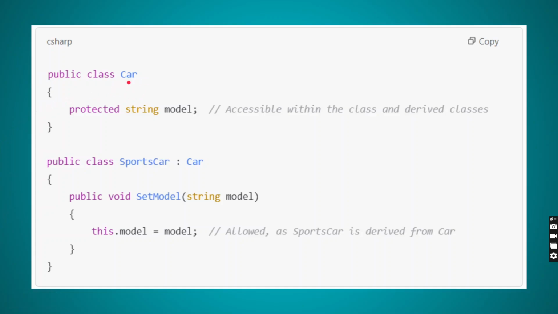Here we have a class called Car, and we have a field called protected string model, accessible within the class and derived classes. And now I am inheriting Car into SportsCar. In the SportsCar class we have one method, public void SetModel, which takes a string parameter model. this.model I have assigned as model. And see, this is a protected member, and it's allowed here as SportsCar is derived from Car, because we have implemented inheritance.